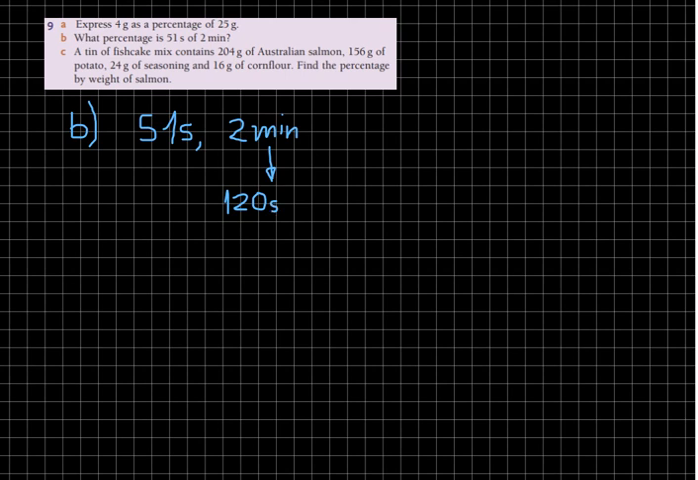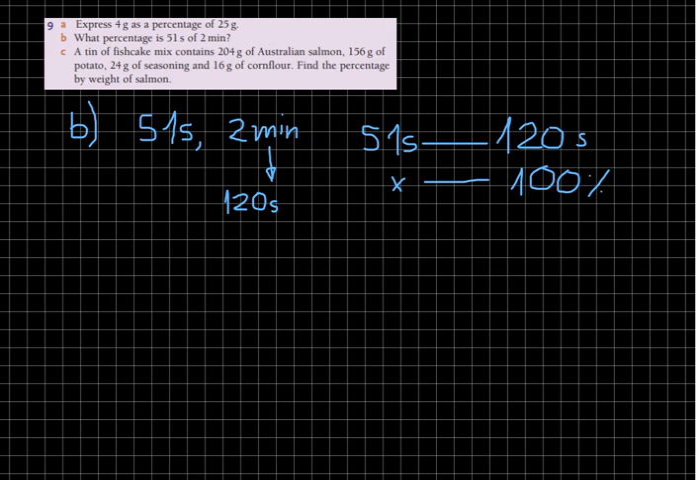So I can solve this exercise with a simple rule of 3, but today I'm going to make it slightly different from what you know. I'm going to say that 51 seconds is to the 120 seconds as this unknown percentage is to 100%. And here we have to solve this.